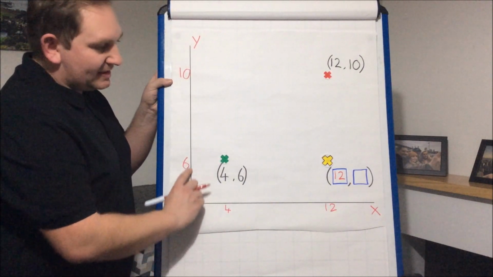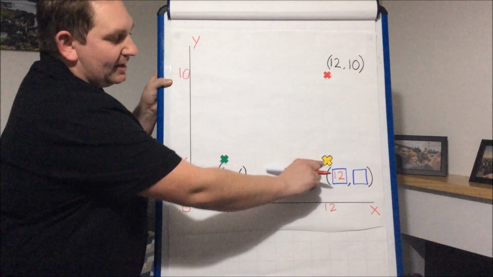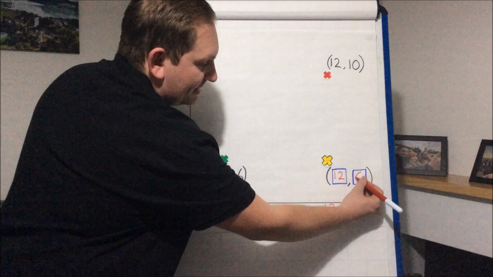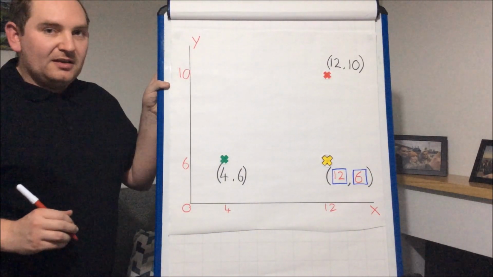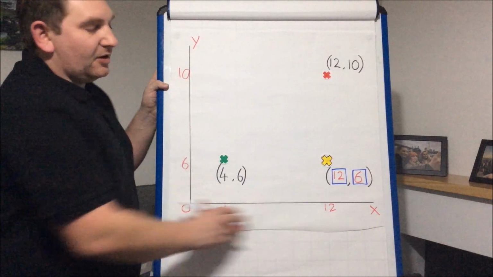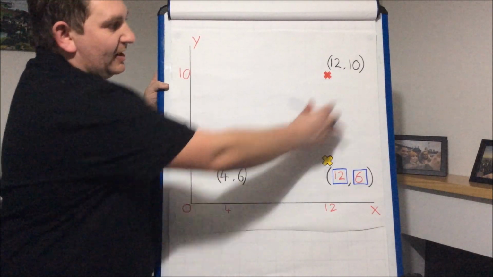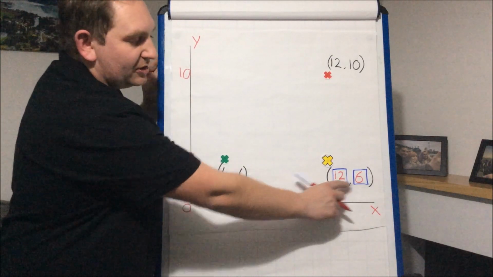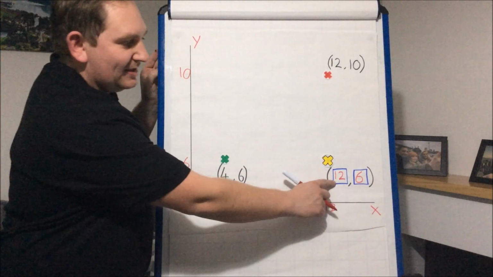And then if we go up the stairs on the y-axis, we can see that the yellow cross is at 6, which tells us that this is a 6. So even though there were no other numbers on our axis, using the information we had, we were able to work out that the yellow cross is at coordinates 12, 6.